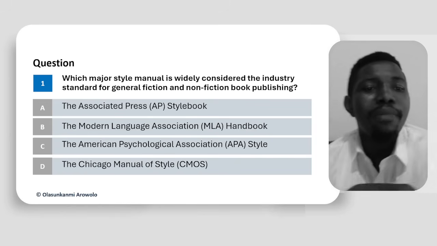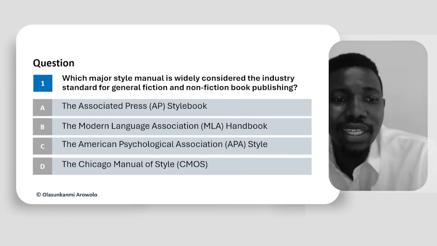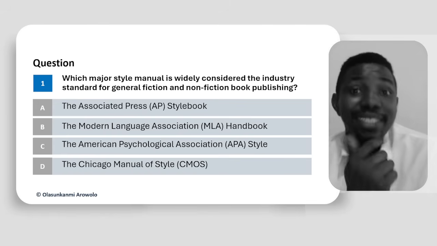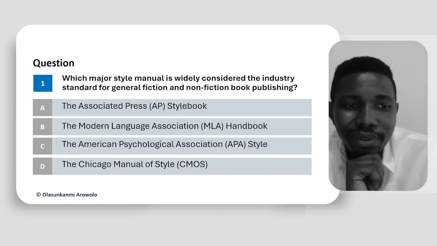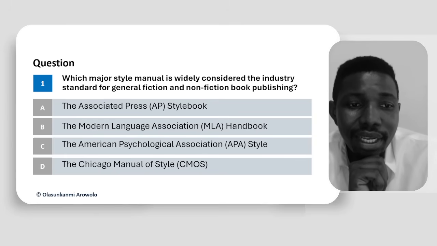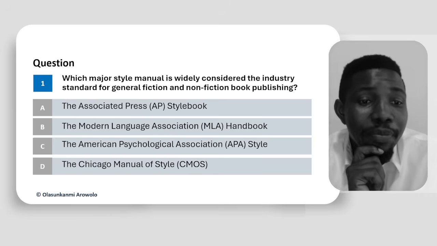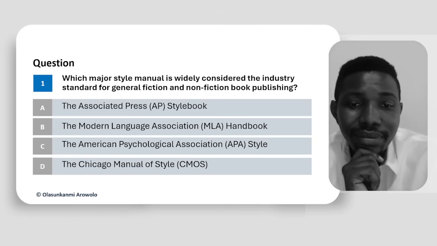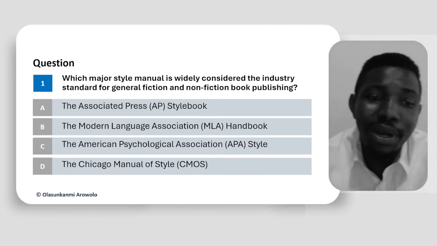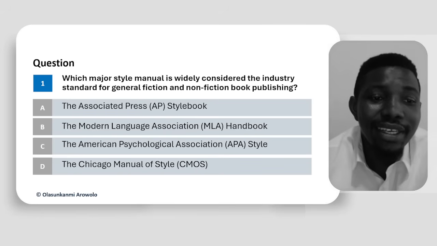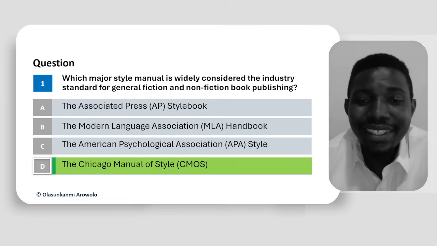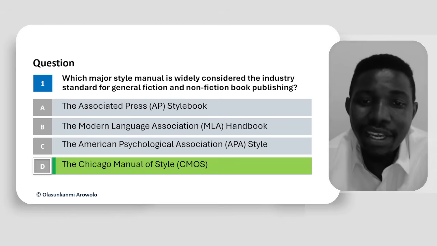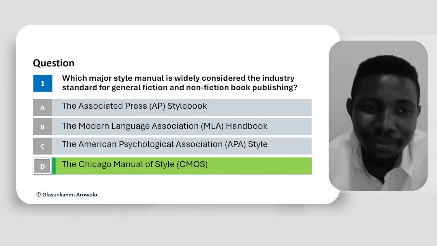Now, which major manual is widely considered the industry standard for general fiction and non-fiction book publishing? This is an exam standard question. Is it APA? Is it AP, Associated Press? Is it MLA? Is it CMOS? CMOS is Chicago Manual of Style. The answer is CMOS because it is the most widely used in book publishing, in academia, and in the humanities for comparison.